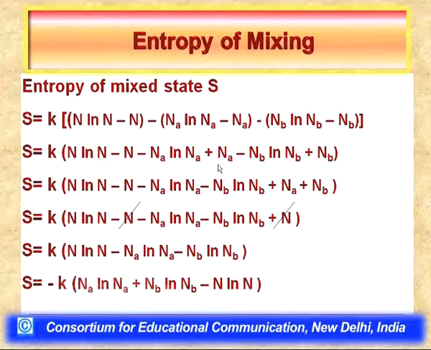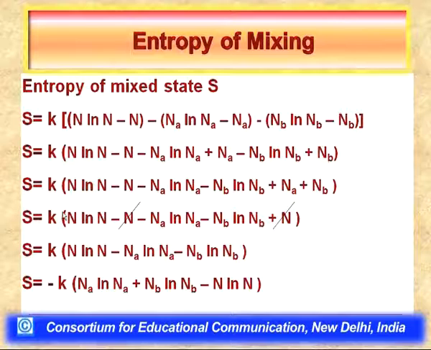Now, here plus n a plus n b, you can collect it to the right extreme side, and minus n a ln n a and minus n b ln n b, you can write it here itself. Now, n a, the number of atoms of A kind, and n b, the number of atoms of B kind, their sum is equal to the total number of atoms n. So, that is exactly what happens in the next step.